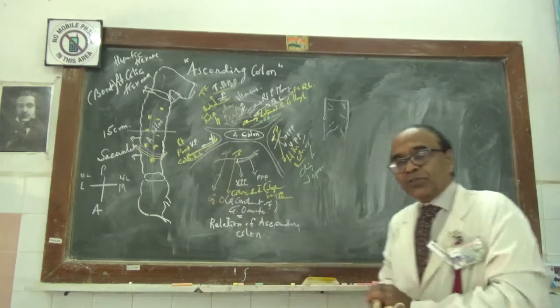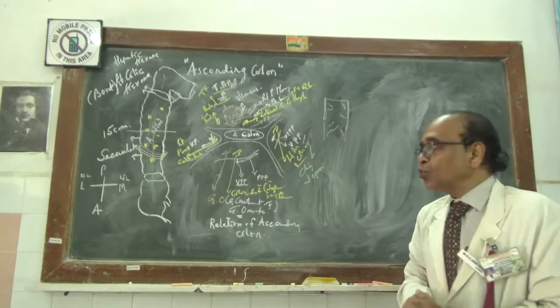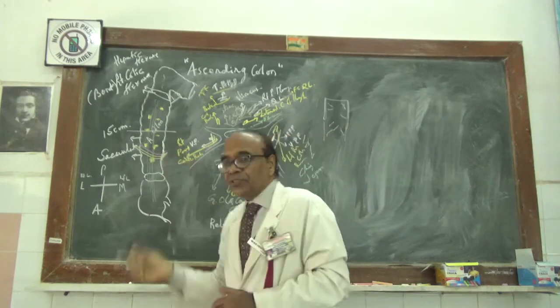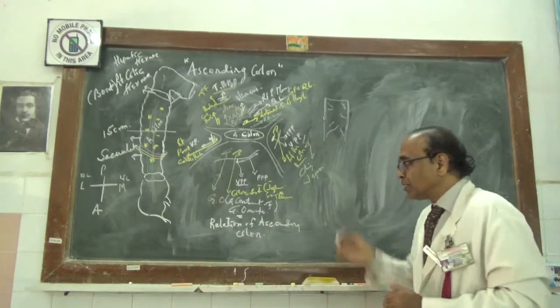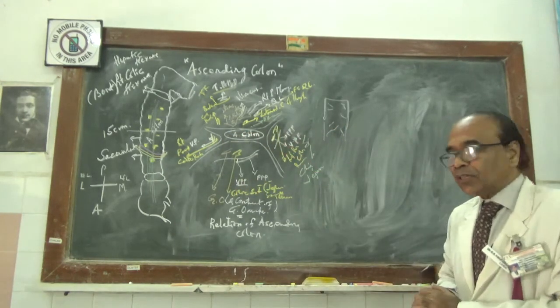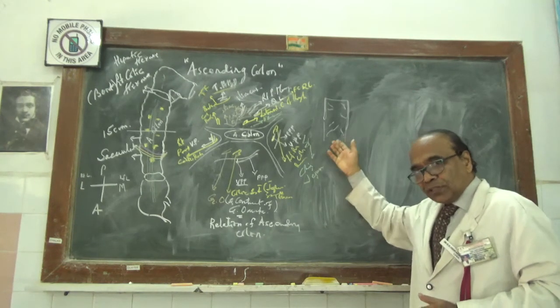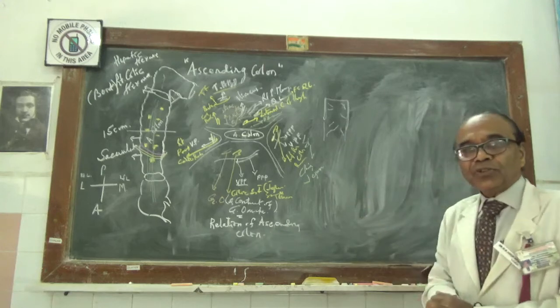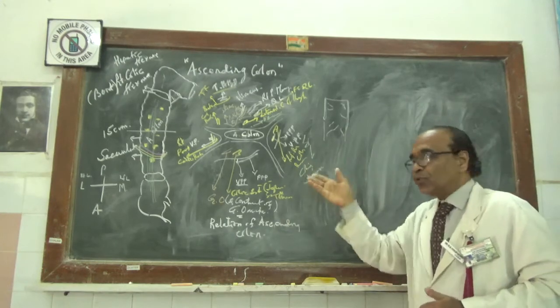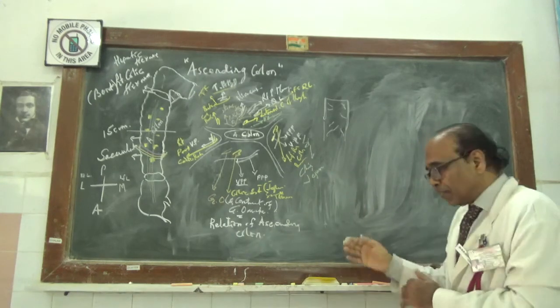Then you will have the pouches. Those pouches are the right and left paracolic pouches. So this is the peritoneal relation. Internal relations of the ascending colon, I have told the same thing, no change in that.